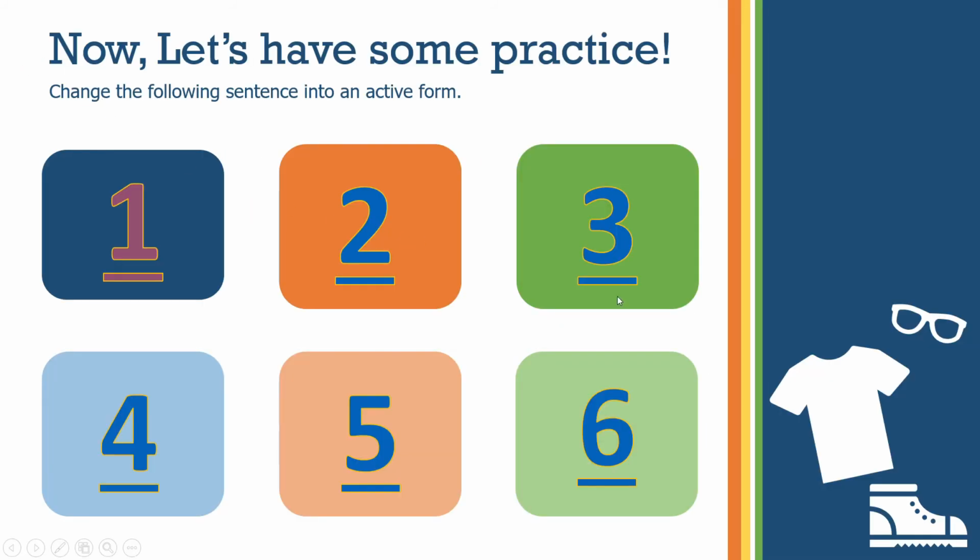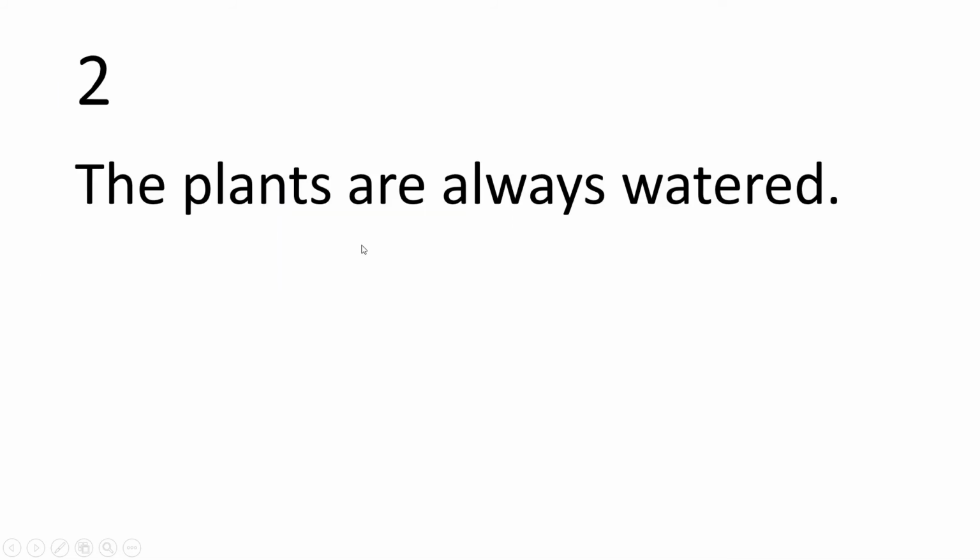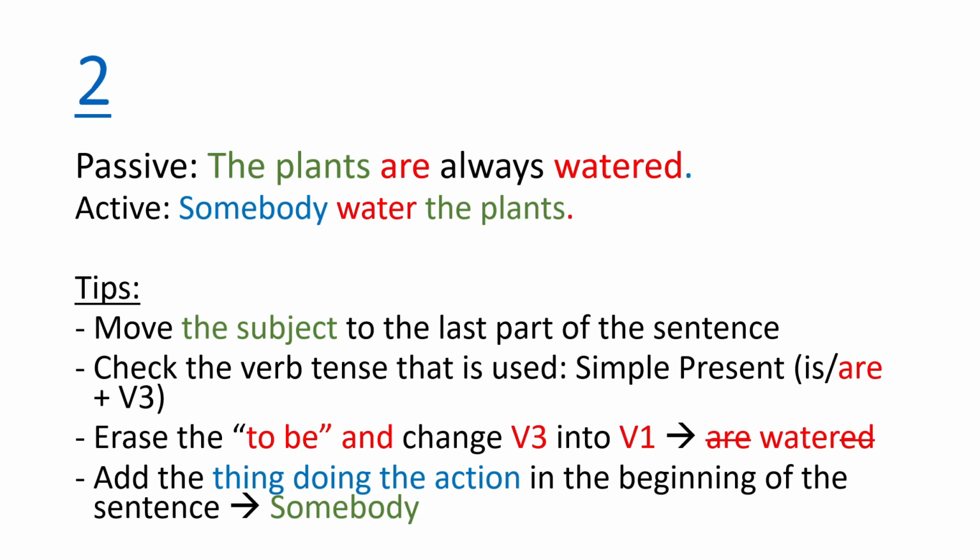Next one. Number 2. Always waters the plants. The plants are always watered. Somebody waters the plants. So for this passive sentence, it uses simple present: are plus verb 3. So you erase the to be and change verb 3 into verb 1. Are is erased and watered is changed into water.